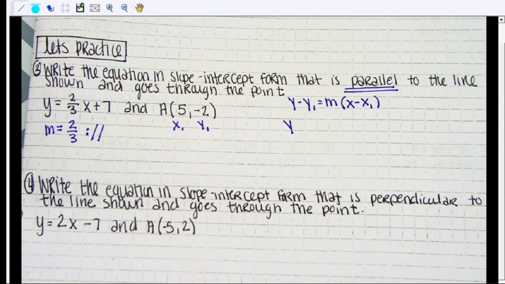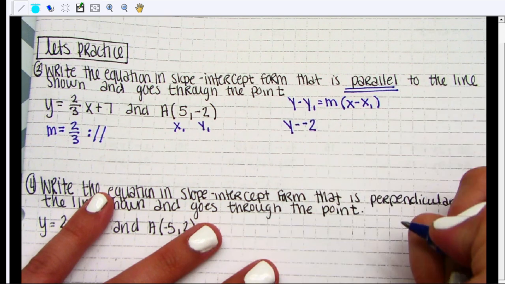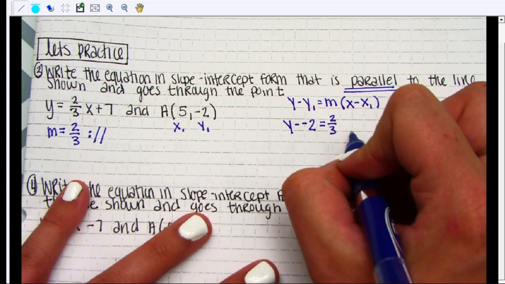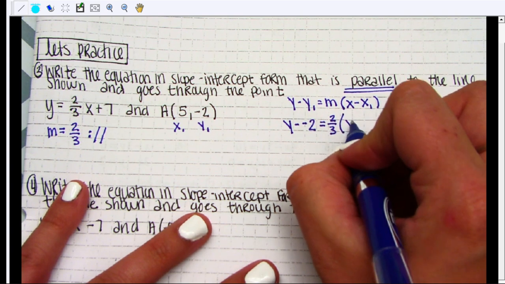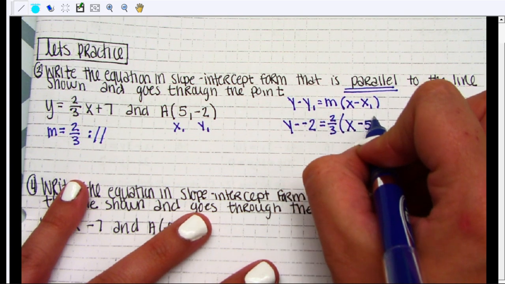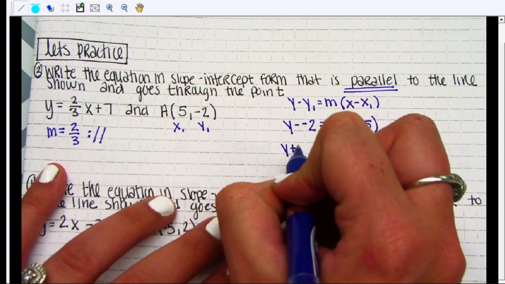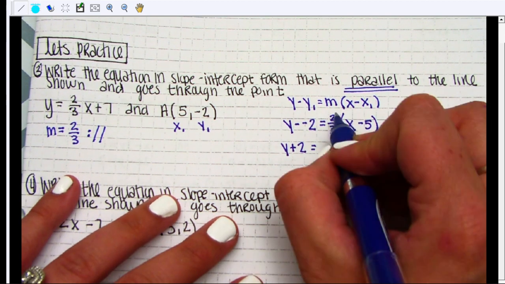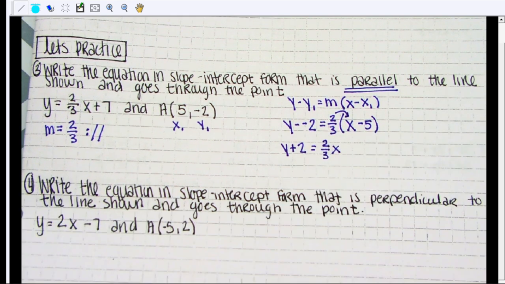Okay, minus negative 2 or y plus 2. Up to you, don't care. I'm going to leave it as minus and negative for right now. Equals what? Yes, 2/3, what? Parentheses x minus 5. Okay, now I'm going to jump and simplify. We've changed these to positive, so I get y plus 2. What should I do here? Distribute. So 2/3 times x, 2/3 x. 2/3 times negative 5.